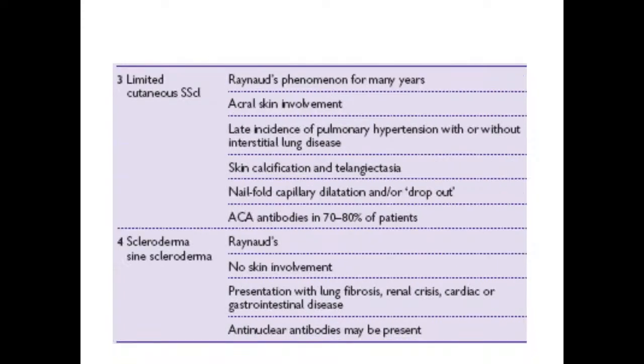Now, in contrast, limited cutaneous scleroderma, as I just mentioned, involves the skin distal to elbows and distal to knees. It can involve the face, but there is truncal sparing. In contrast to diffuse cutaneous, the lung involvement per se is delayed, while in diffuse cutaneous systemic sclerosis, the pulmonary artery hypertension is usually secondary to interstitial lung disease.